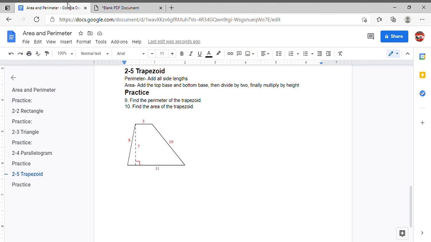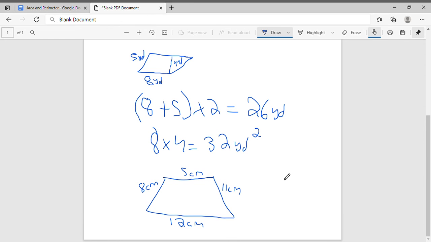So for the perimeter, we're just going to add all the side lengths. So we can add 5 plus 11 plus 12 plus 8. So when we do this, we know 12 plus 8 is 20, 5 plus 11 is 16, so it would be 16 plus 20, and we will finally get an answer of 36 centimeters.